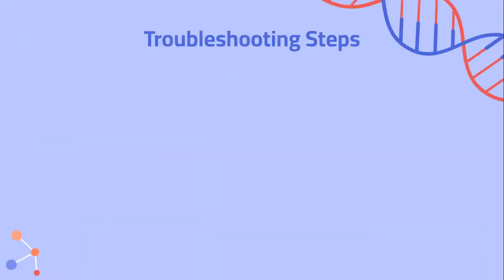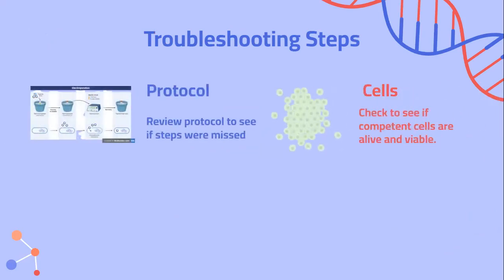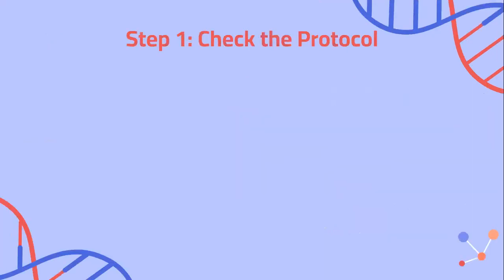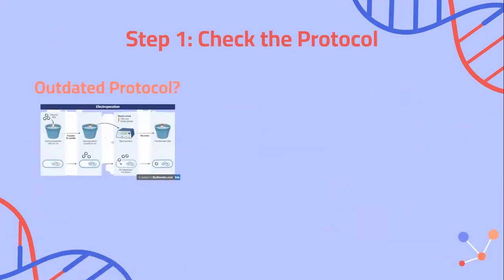Despite the various errors that you can encounter during the transformation process, there's a simple yet effective troubleshooting guide, allowing you to determine where the error is made. We will take a closer look at the following components of the process: the protocol, cells, plasmid DNA, and the antibiotics used. When an error is initially encountered, it is important to review the protocol again, as mistakes do occur. Some labs may utilize an outdated protocol, which could affect the experiment's results.